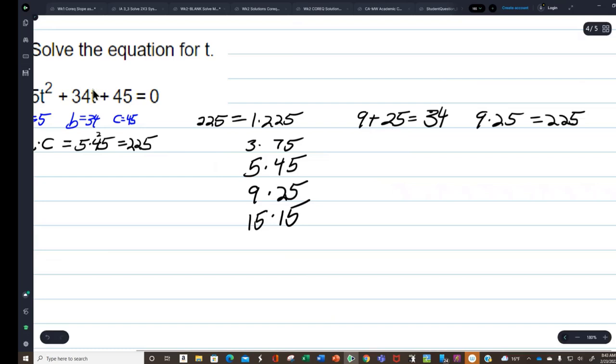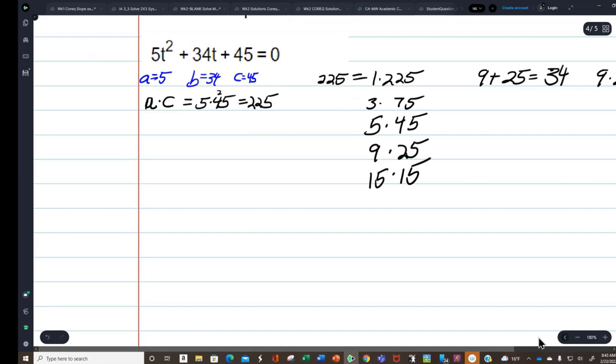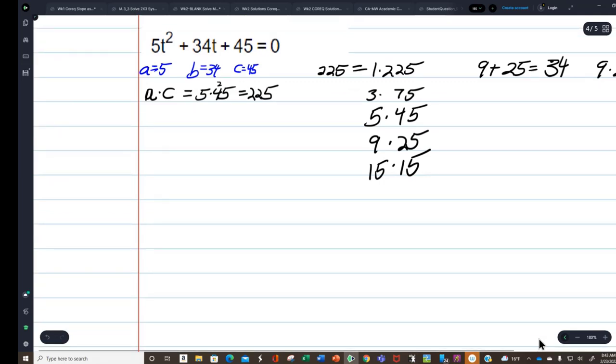Now, what do you do with them? We do something different. So let's start over. 5t squared plus 34t plus 45 equals 0.